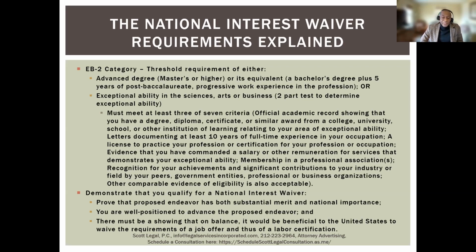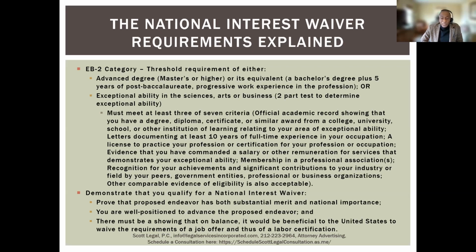Now, if someone doesn't have an advanced degree, so let's say, for example, someone just has a high school degree, they can still qualify under the EB2 threshold requirement if they have exceptional ability. And you'll see that there are, I think, 7 criteria listed on the slide. If you meet 3 of those criteria, then you are deemed to have exceptional ability, and if you have exceptional ability, then you would meet the threshold requirement.